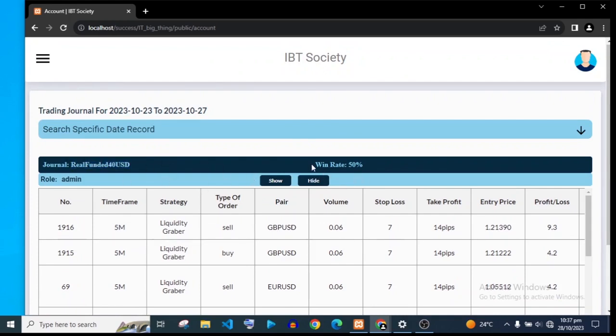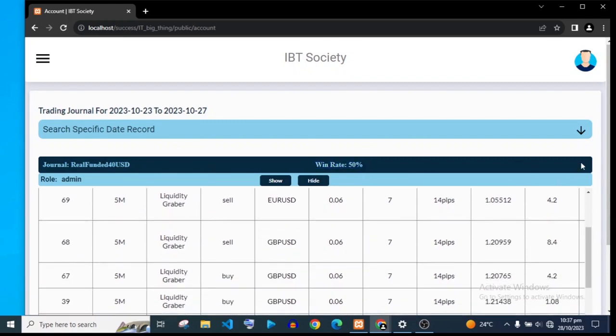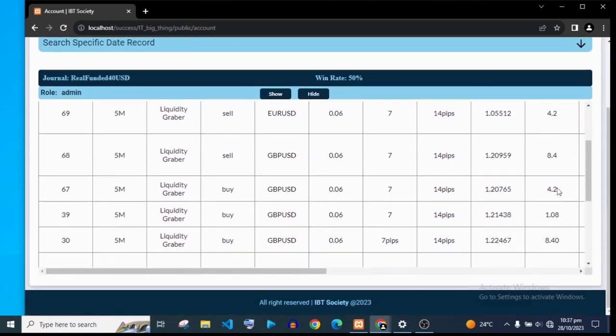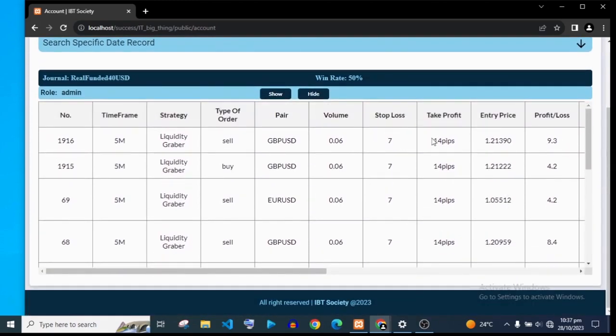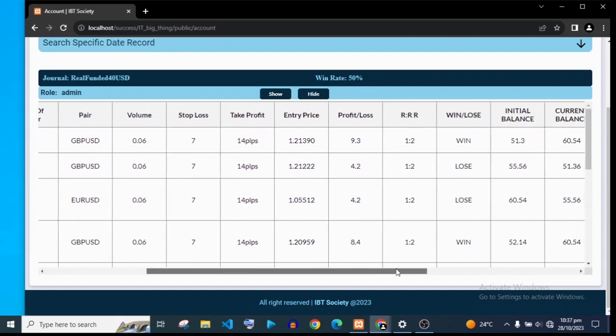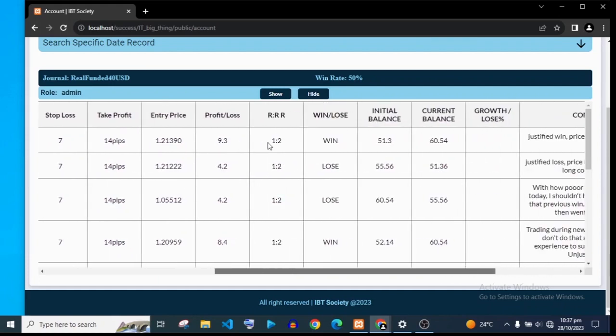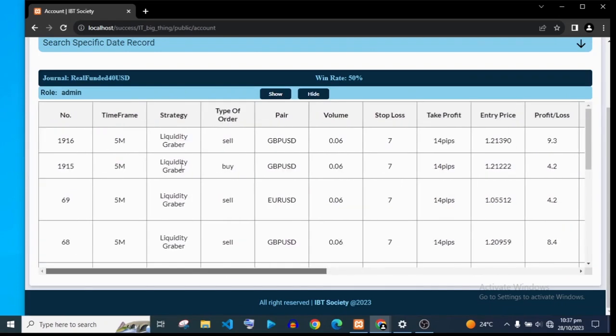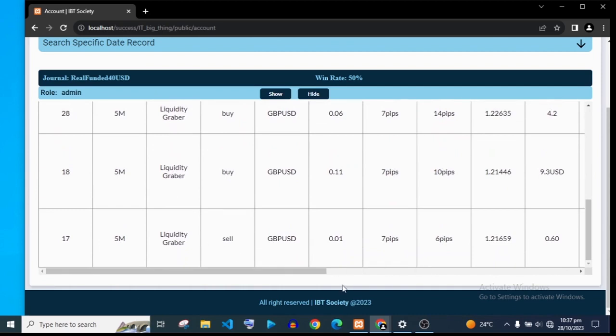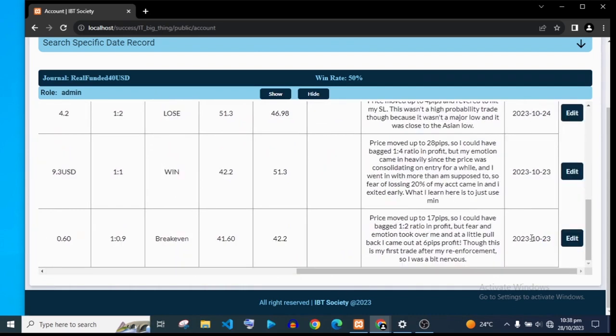So you can see the win rate is 50%, and my profit ratio, risk to reward ratio is 1 to 2. You can see it. I risk 7 pips and I expect to gain 14 pips if everything goes well. So my risk to reward is 1 to 2. All right, let's quickly go down without wasting your time at all and start from Monday, which is 23rd.